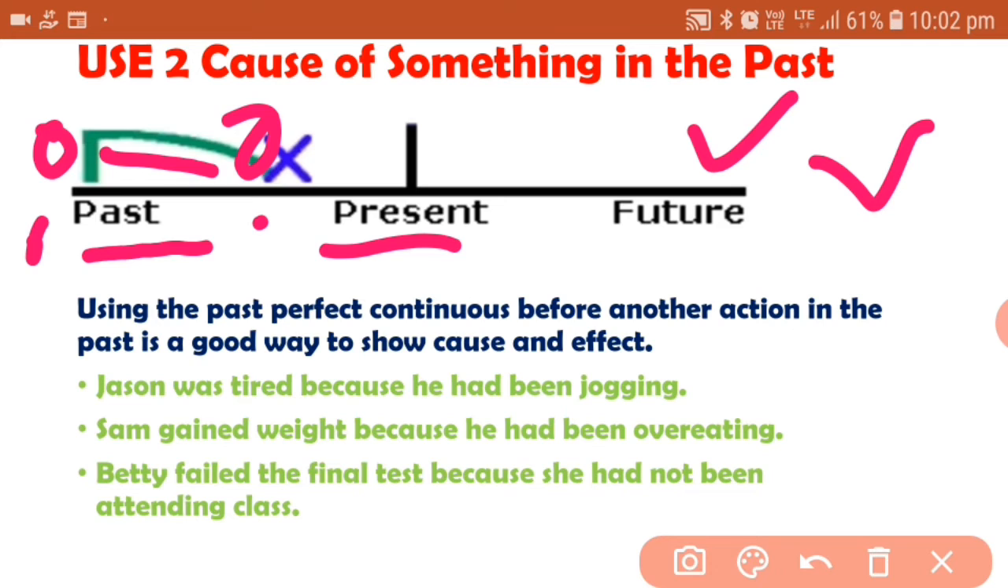Sam gained weight because he had been overeating. Sam gained weight at this time, and what is the cause of that? Because he had started overeating from this point, and in this period between these points, what does he get? Weight.